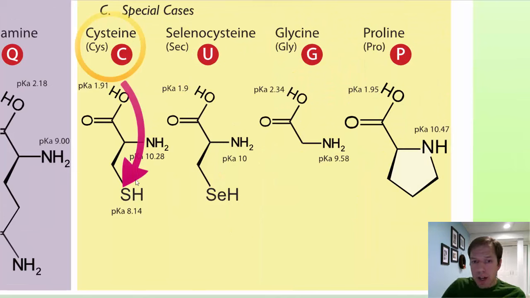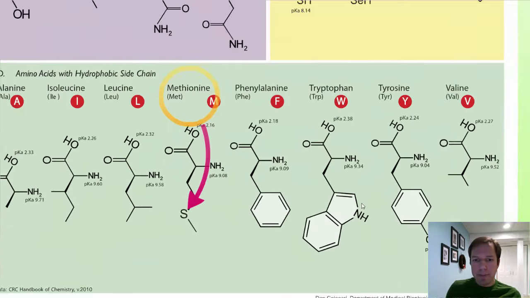Cysteine is a special case because it is polar, however it has sulfur in it, and so cysteine is going to be important in informing the tertiary structure and the quaternary structure of amino acids, and we'll come back to that in a few minutes. Glycine and proline are also special cases. They're going to tend towards the non-polar side, however.